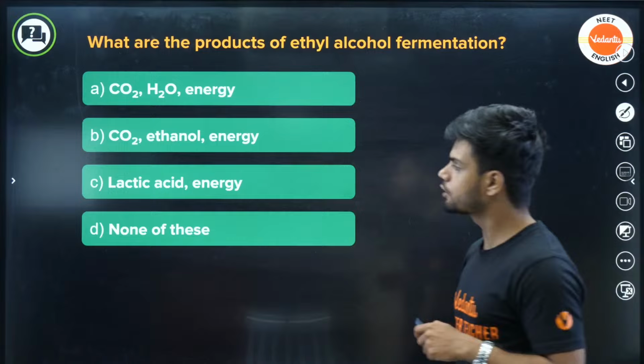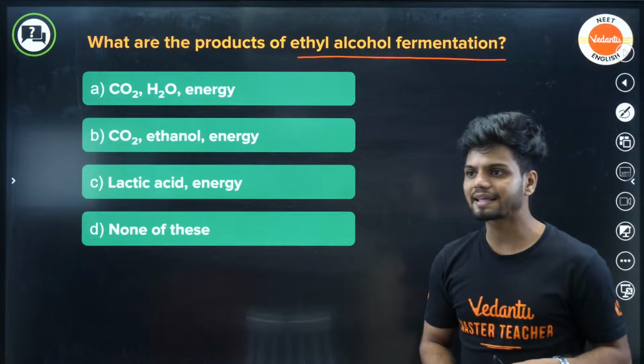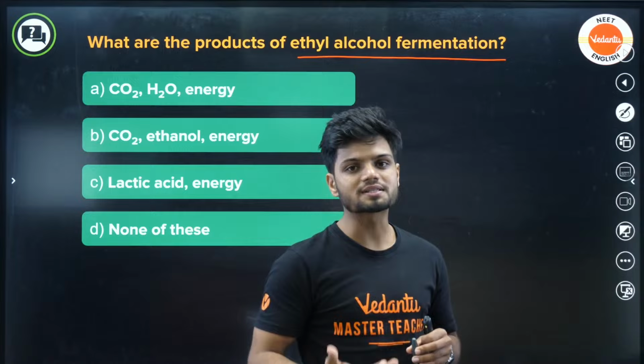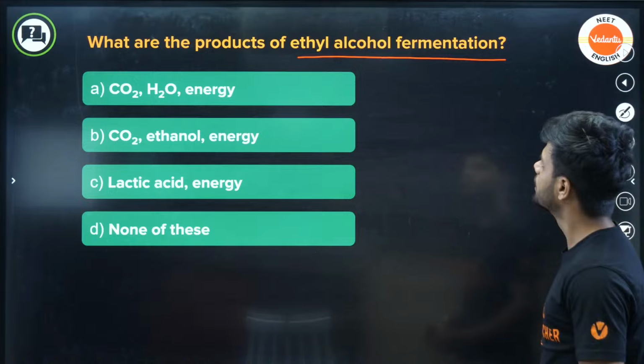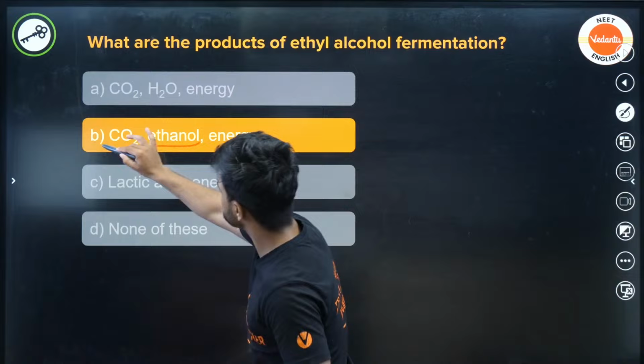Okay. Now, let's see a question. What are the products of your ethyl alcohol fermentation? That is alcoholic fermentation. What are the products of alcoholic fermentation? I'll give you 10 seconds to answer the question. Yes, yeast is called brewer's yeast for alcoholic fermentation. Now, what is the answer? In alcoholic fermentation, what is released? We know ethanol is released, CO2 is released, and as well as the energy is released.